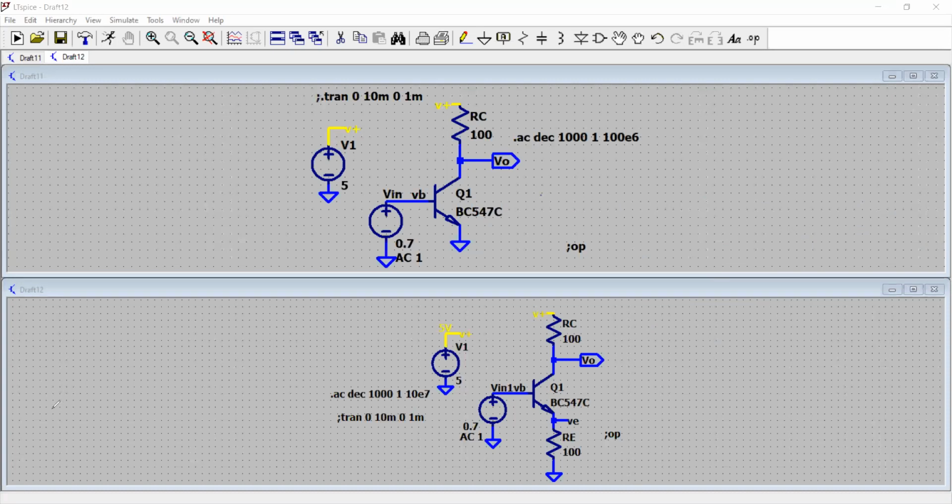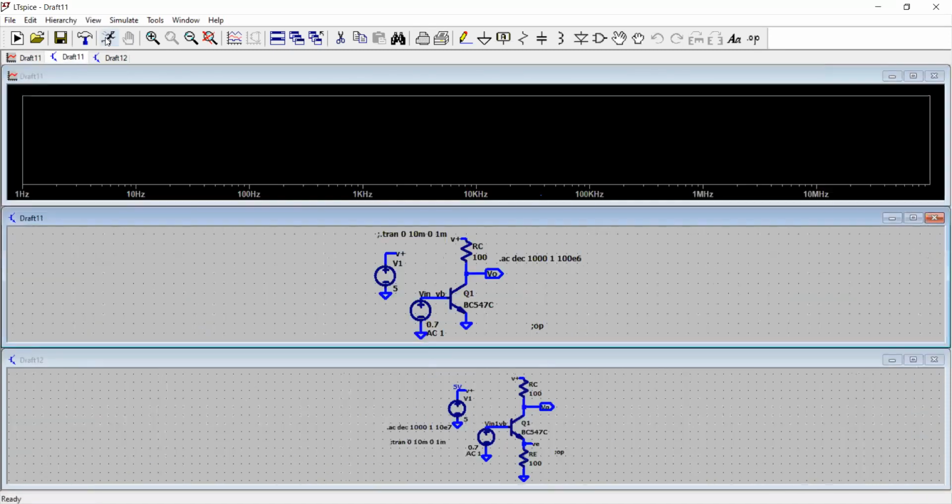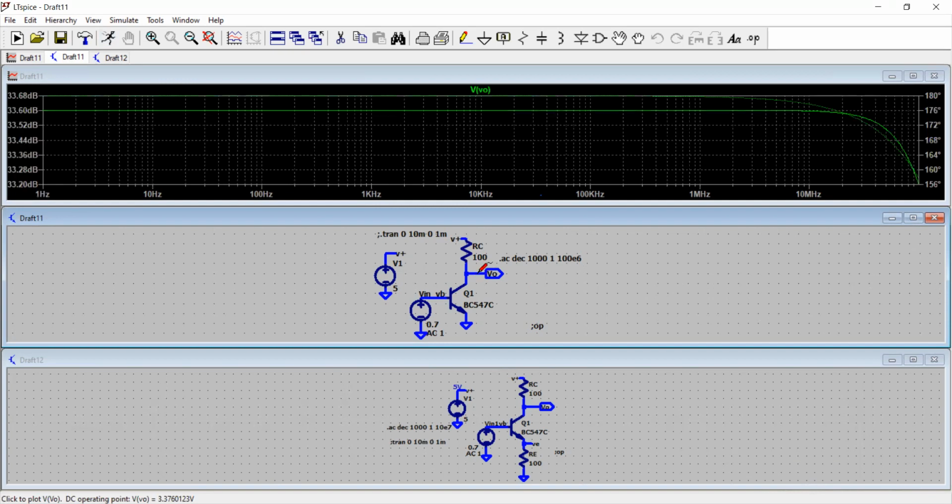First, we'll run the AC analysis for the top circuit, that is the simple common emitter circuit, and we'll see what the symbol looks like. So here we click the output. On the y-axis, you have a gain of 33 decibel, 33 dB. And the gain is constant in the clean, dark one, the green curve.